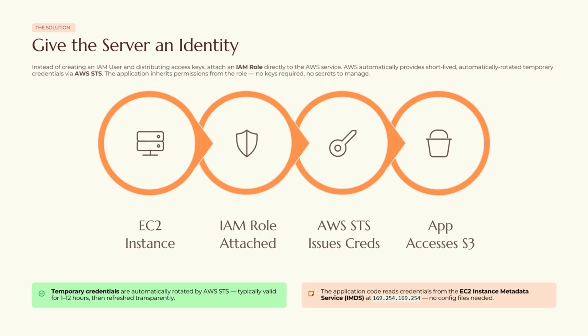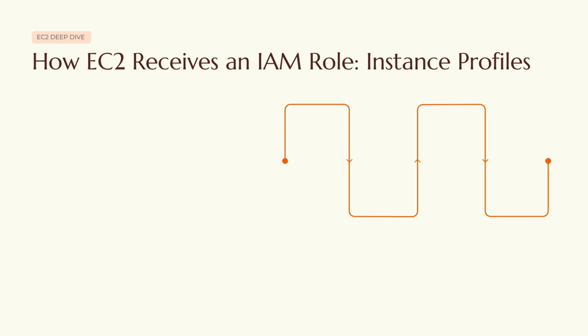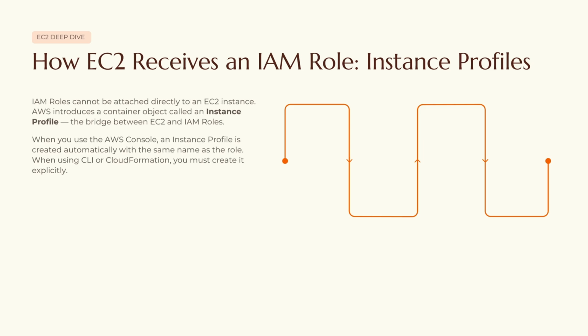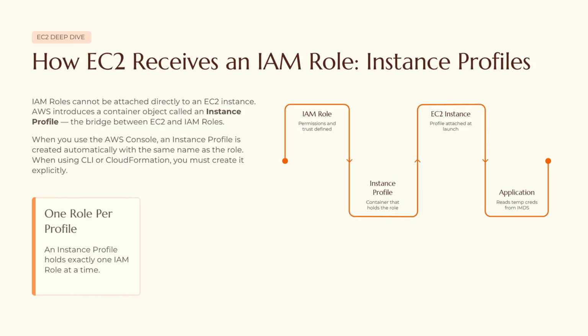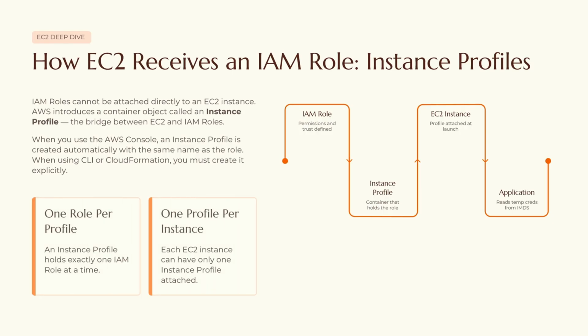There's one important component behind the scenes. An EC2 instance doesn't communicate with an IAM role directly. Instead, AWS uses something called an instance profile. An instance profile is created automatically with the same name as the role. Think of it as the bridge between the EC2 instance and the IAM role. The instance profile contains the role and allows the instance to receive temporary credentials automatically. Also remember, there should be one role per profile and one profile per instance. You don't usually interact with it directly, but understanding its purpose is important for both real-world AWS deployments and certification exams.